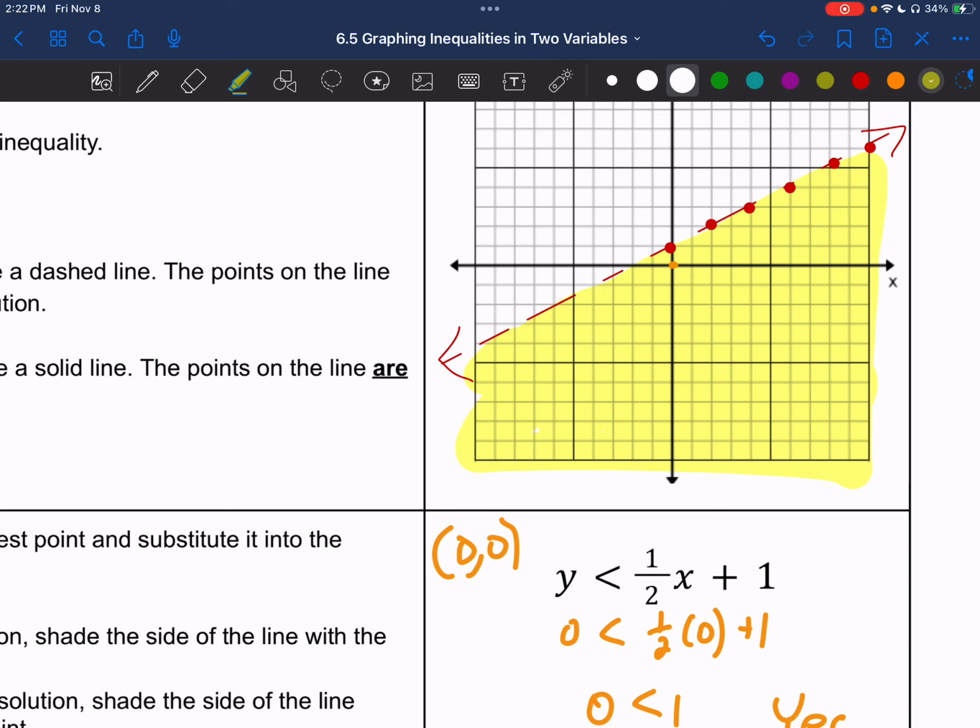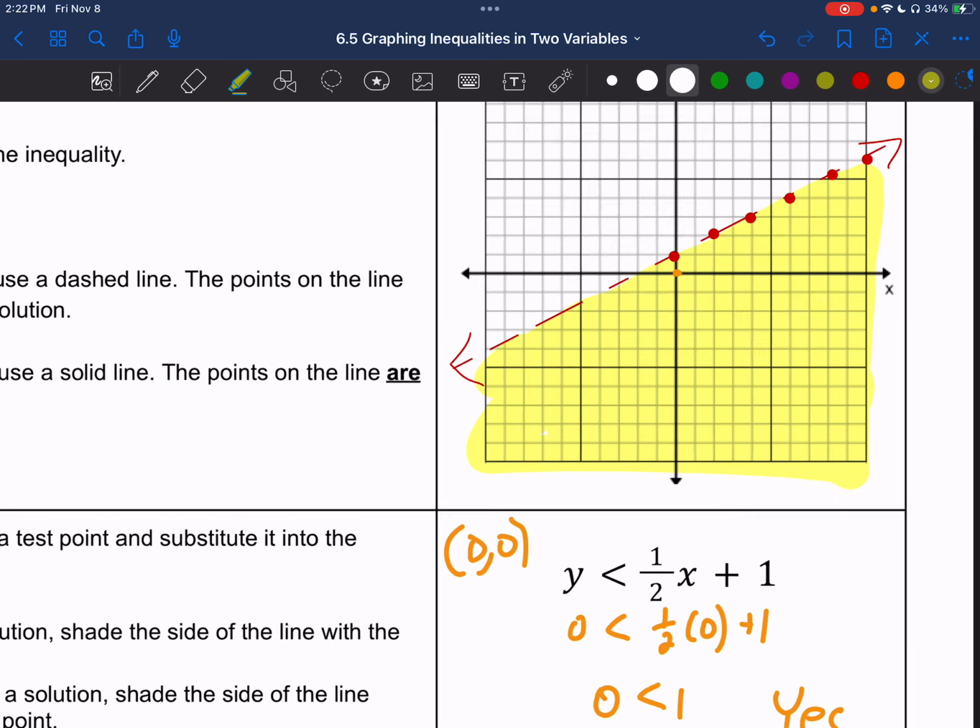Now, back in the day when I took Algebra 1, they just taught us a rule that if it's less than, you shade below or to the left, and if it's greater than, you shade above and to the right. Sometimes that can get tricky depending on how the graph is drawn. It may be hard to tell what's down or below. That's why we use a test point, where you substitute in a value. If it works, that is the side that you shade. If it doesn't work, you shade the opposite side.